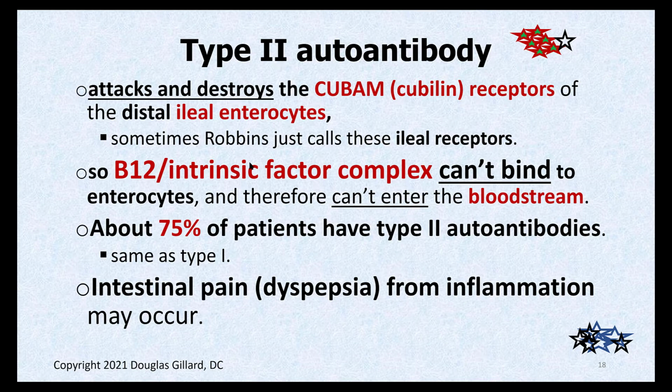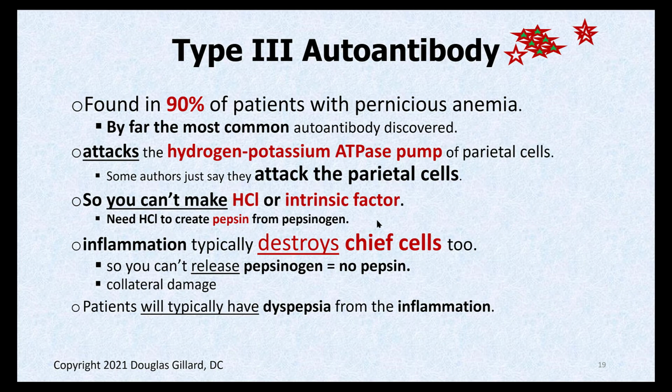Okay? These patients will also have dyspepsia from a different source. It won't be the stomach, it'll be from the intestine. So it could still present as dyspepsia, but it's more like abdominal pain. And the most common one is a type 3 autoantibody. This one is in almost everybody who has pernicious anemia, and you can test for it. This type 3 antibody attacks the proton pumps, the hydrogen potassium ATPase pump.